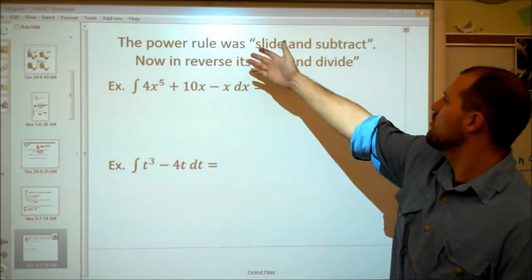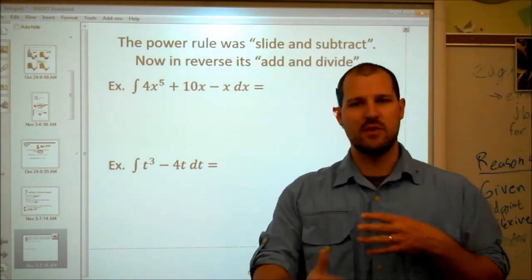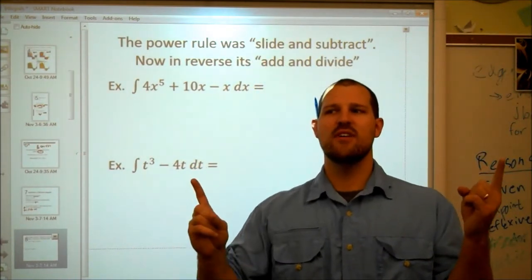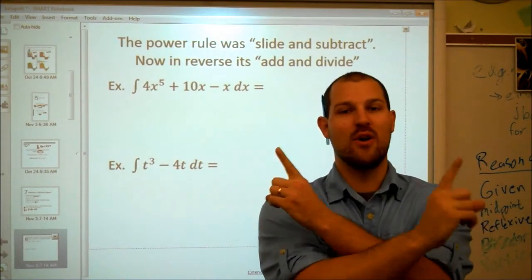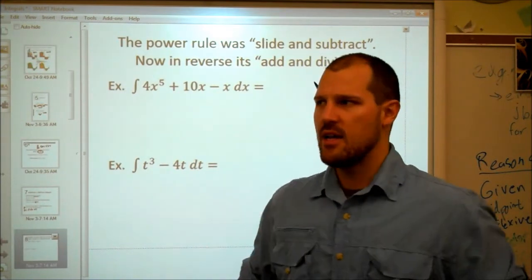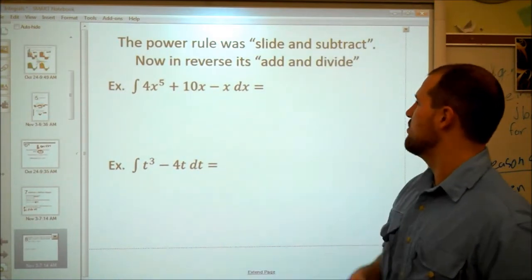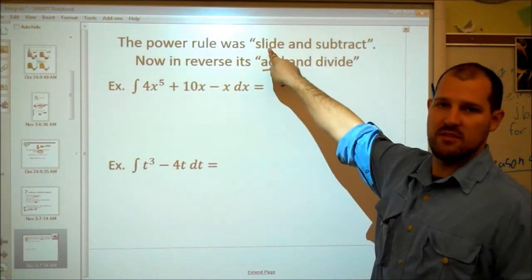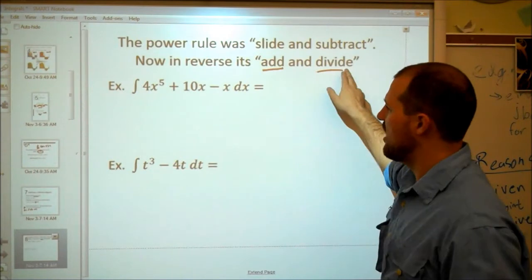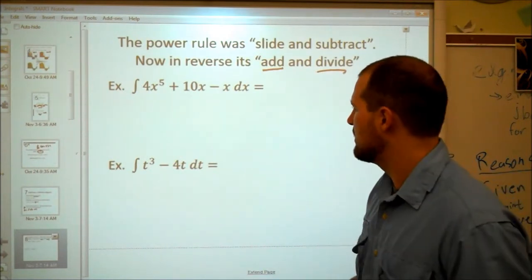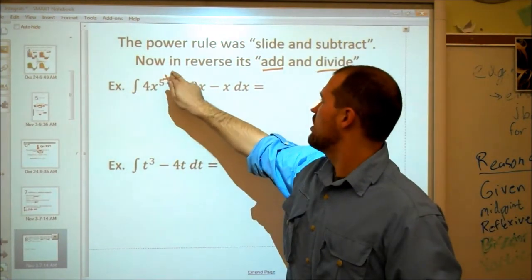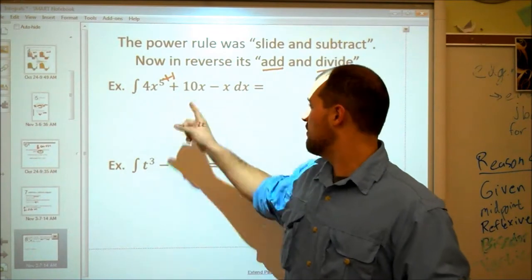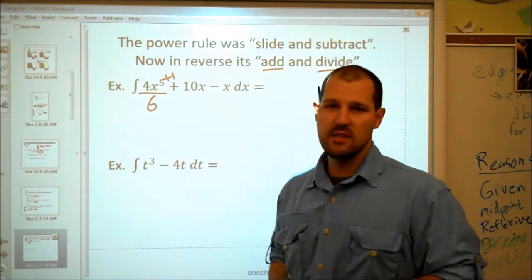Okay, another way you can think about it, when we took derivatives, we did the slide and subtract. If integrals are the opposite of that, or antiderivatives are the opposite of that, instead of slide and subtract, we're just going to do that same thing in reverse. That would be, opposite of subtract is add, opposite of slide, which was multiply, so we're going to divide. So it's as simple as this. Take the exponent, add 1 to it, divide by that result. 5 plus 1 is 6.